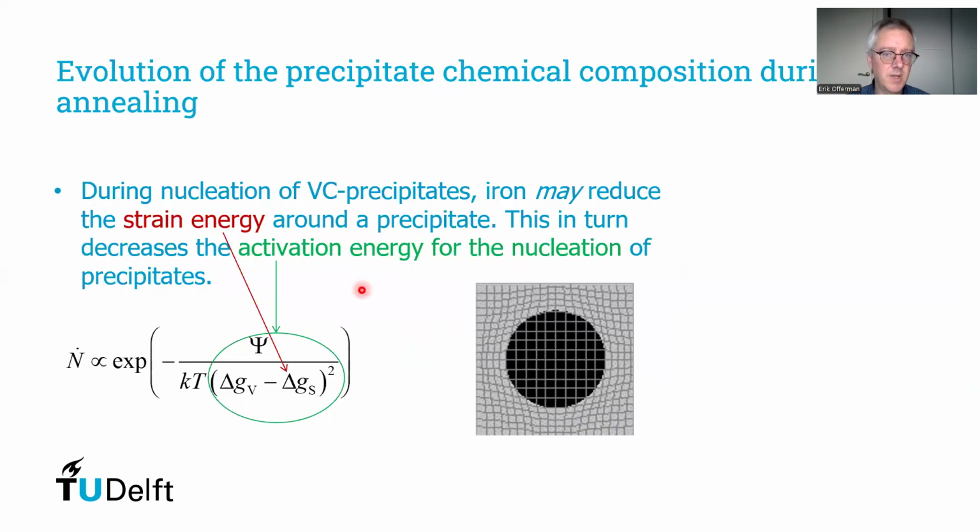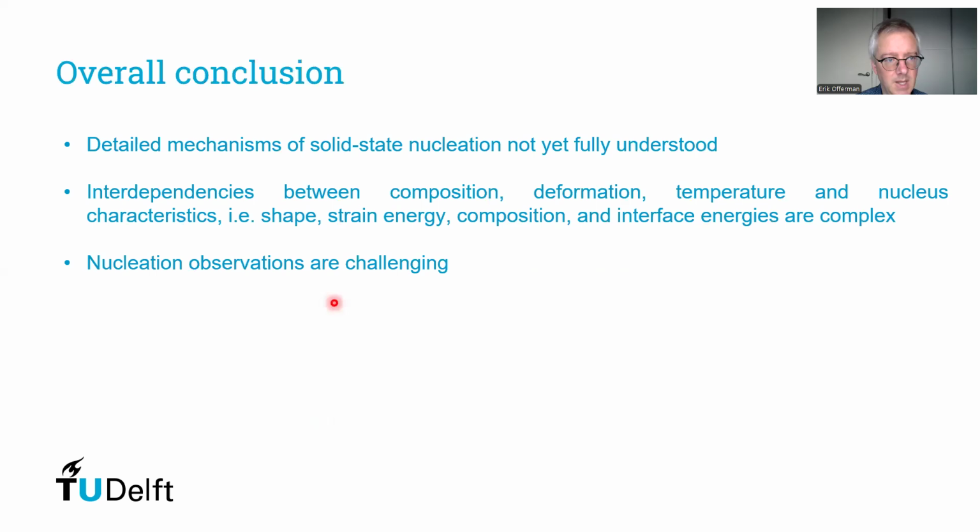Yeah, and the reason we think that in the beginning the vanadium carbide precipitate is rich in iron may be because the iron may reduce the strain energy, and if the strain energy is lower, that will reduce the barrier for the nucleation, as we've seen before. Okay, so the overall conclusion is that detailed mechanisms of solid-state nucleation are not yet fully understood. We made some progress, but there's still more to learn about the system.